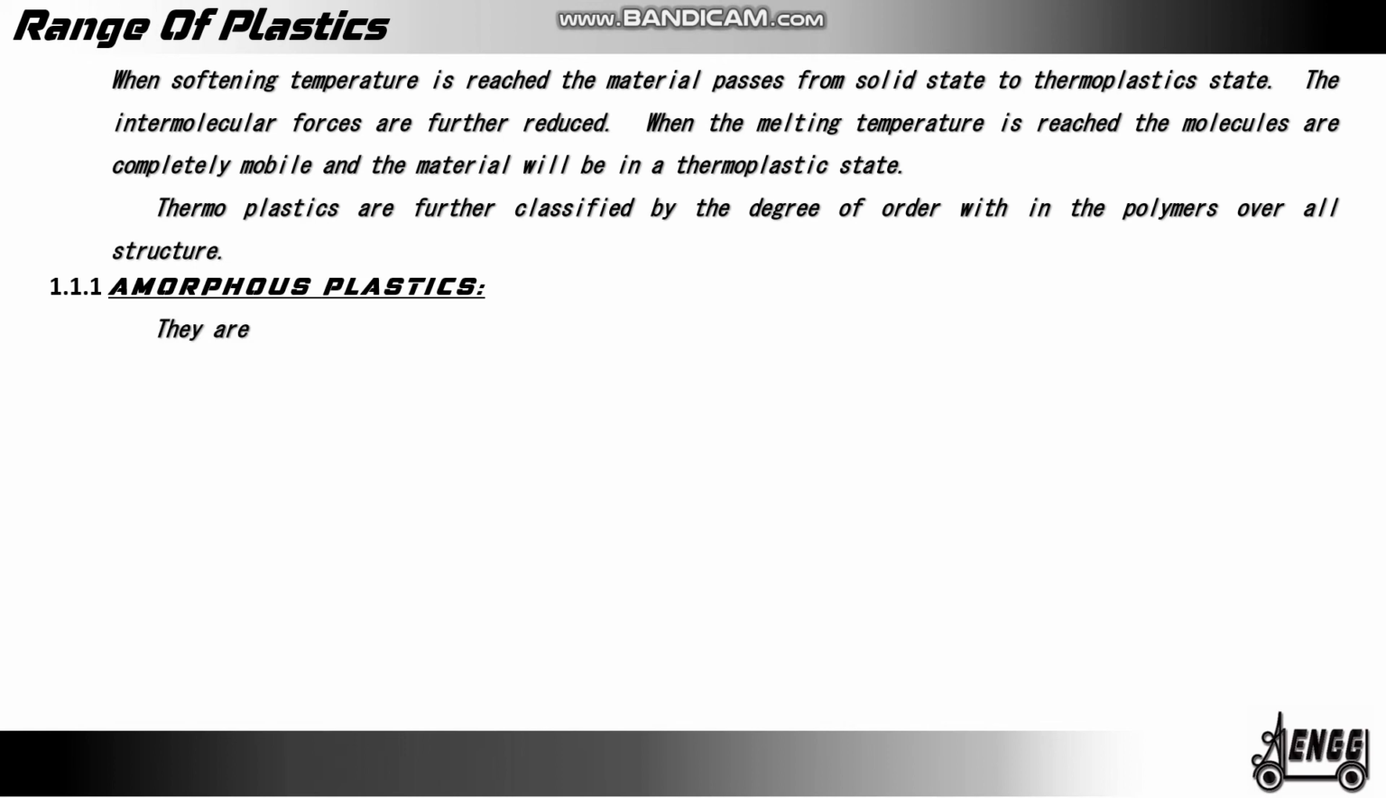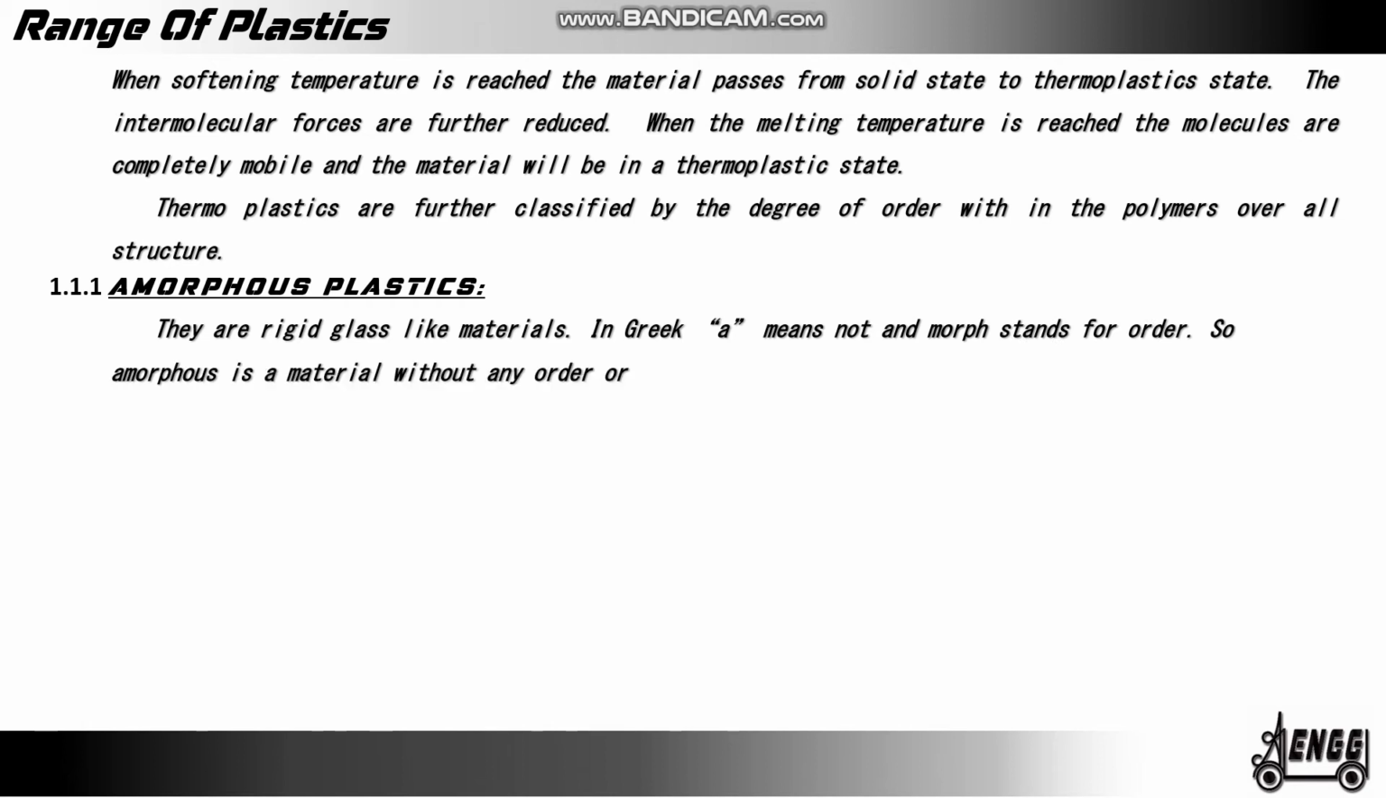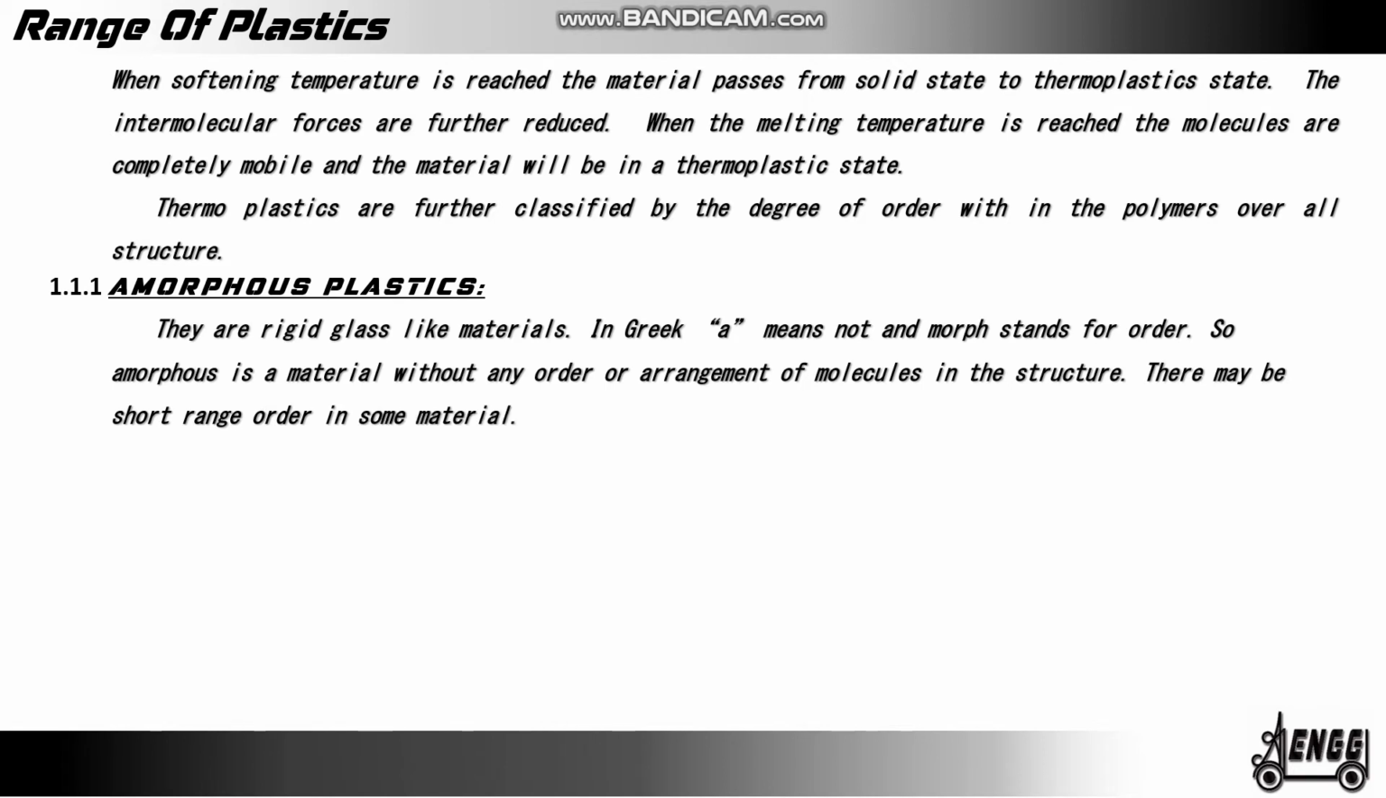Amorphous plastic. They are rigid glass-like material. In amorphous, A means not and morph stands for order. So amorphous is a material without any order or arrangement of molecules in the structure. There may be short-range order in some materials. Example: PMMA, PC, ABS, PS, PVC, and UF.